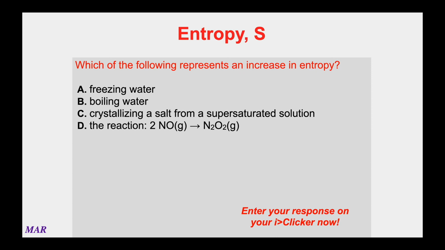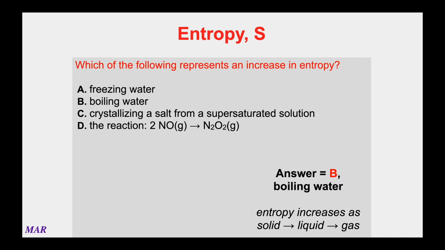Which of the following would represent an increase in entropy? First, freezing of water. Taking liquid water and turning it into a solid would not be an increase in entropy, because liquids have higher entropy than solids, which is what you're turning it into. On the other hand, boiling water, liquid water turned into gaseous water, is a change of entropy. Liquids going to gas is an increase of entropy. Gases always have more entropy than liquids. I would say the answer B is correct.